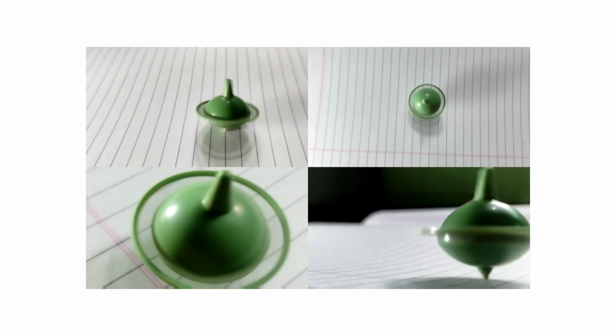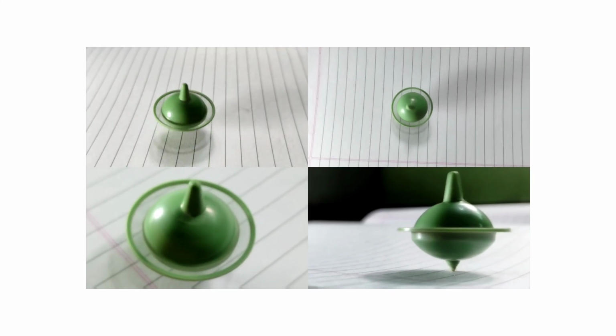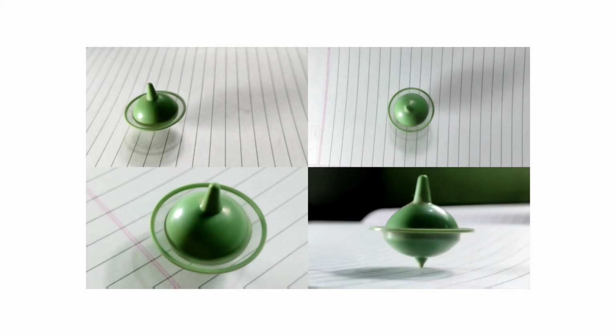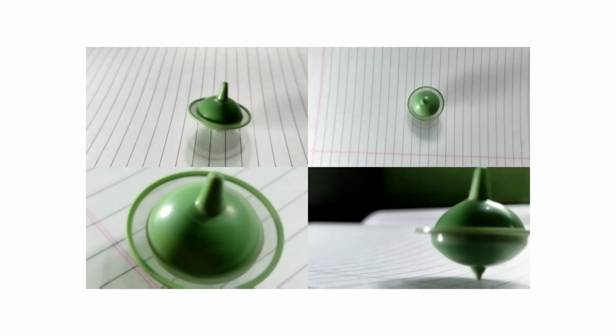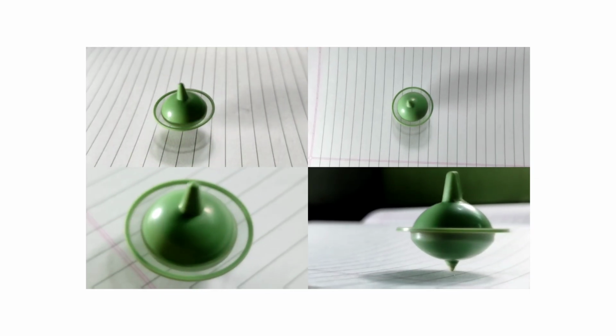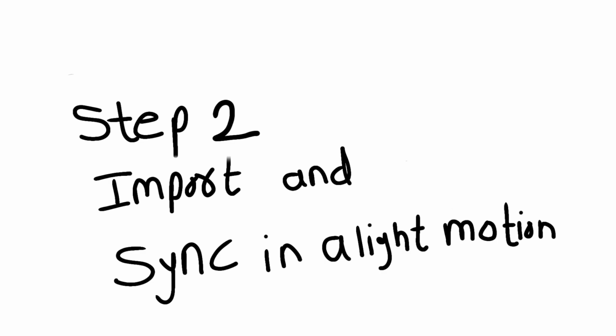So let's get started. First, you need to shoot your video. Remember the golden rule: use multiple cameras. For this example, I've used 4 different phones to record this simple spinning top. And most importantly, I didn't forget to clap at the beginning so I can sync them later.